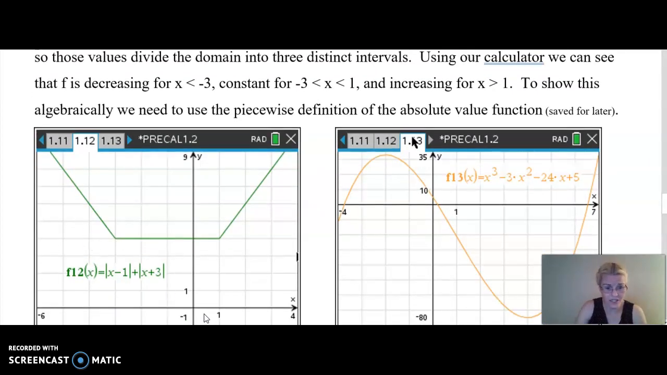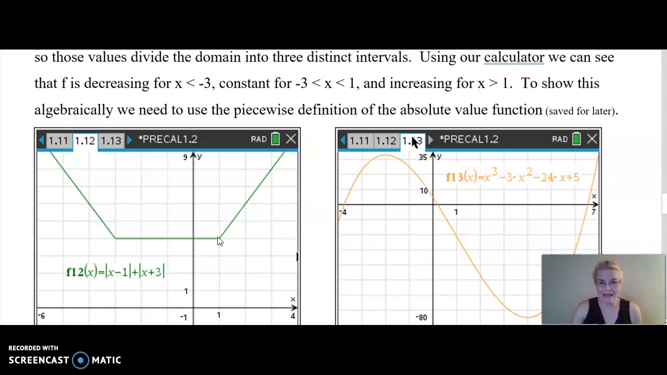So using our calculator, we can see that. Here's 1, 2, here's negative 3. So we can see that from negative infinity to negative 3, my function is decreasing, right? So it's decreasing for x less than negative 3. Notice I didn't say or equal to. And then it's constant from negative 3 to positive 1. Again, I didn't say or equal to. And it's increasing from 1 to infinity.